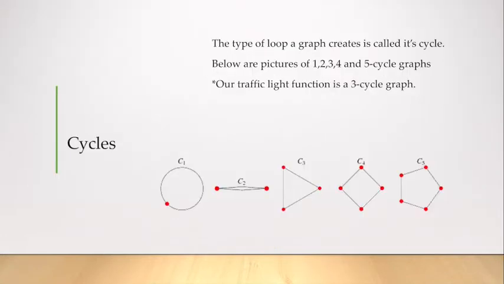The type of loops that graphs create, if they create loops, which they don't have to, is called its cycle. So a 1-cycle is when an element maps back to itself. A 2-cycle is when it goes between two vertices. Ours was an example of a 3-cycle. Here's a traffic light. And here's an example of a 4-cycle and a 5-cycle graph.